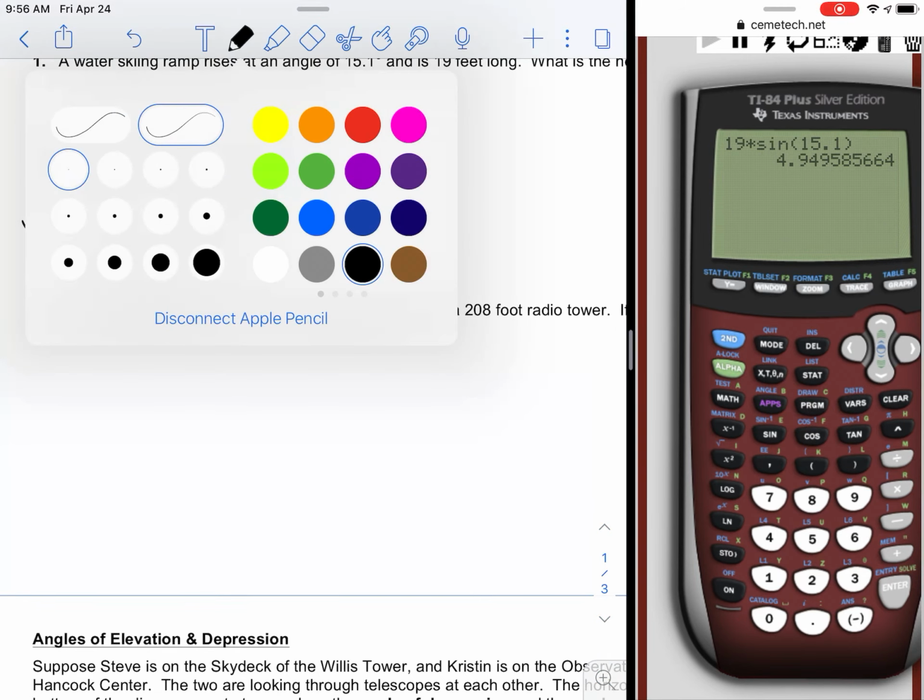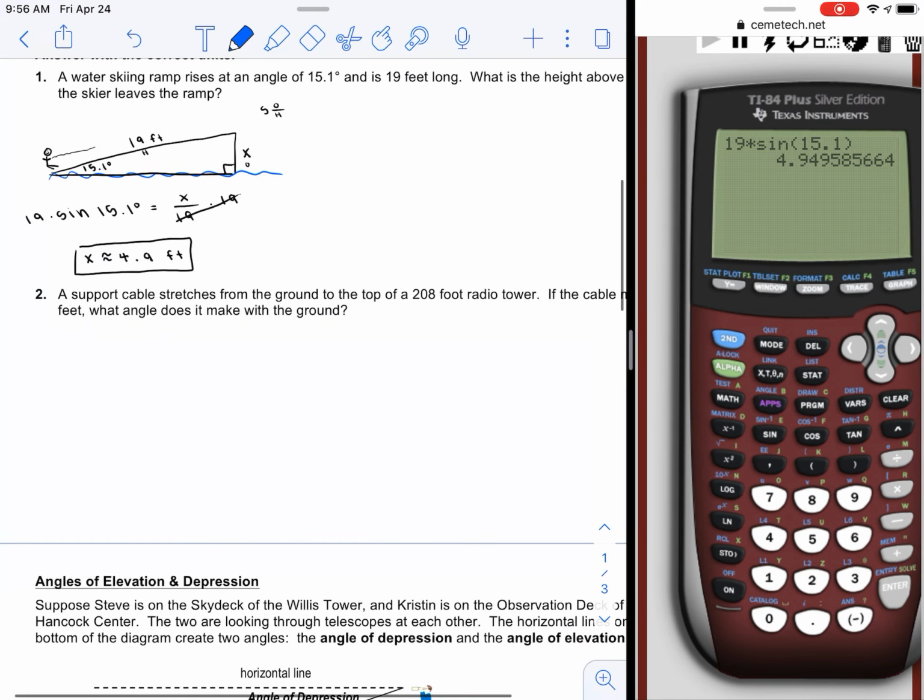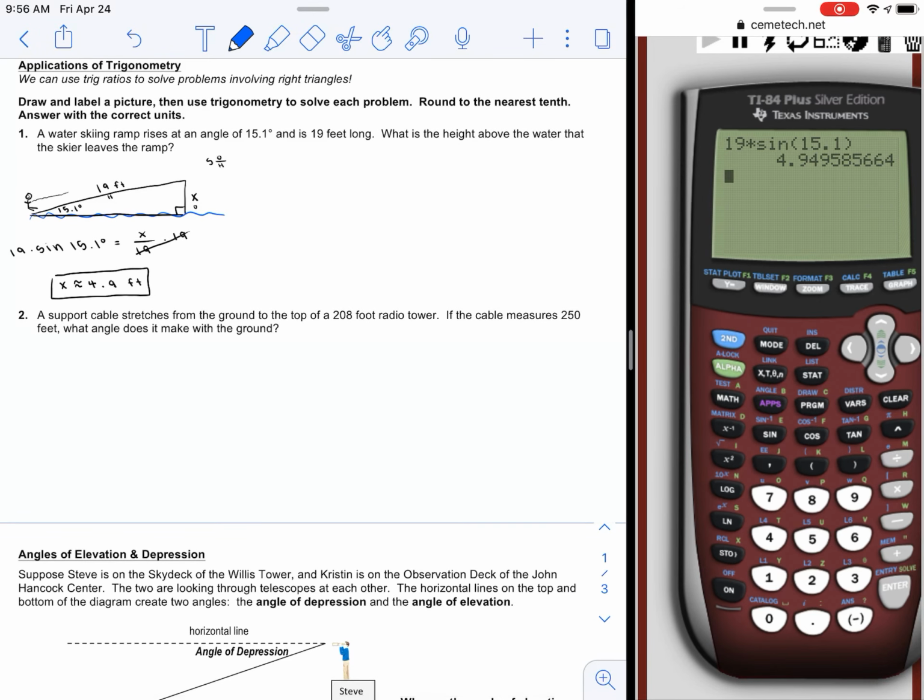If you want, you can try to pause the video and see if you can set it up on your own and then try to solve it as well. But I will definitely work through it right now. So this problem says a support cable stretches from the ground to the top of a 208-foot radio tower. If the cable measures 250 feet, what angle does it make with the ground?